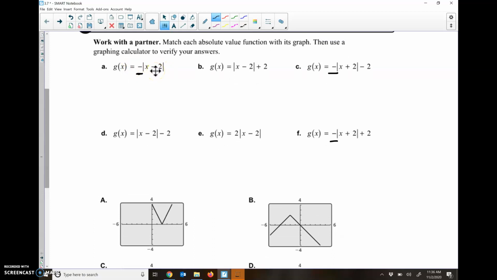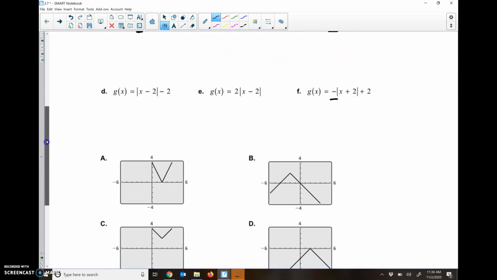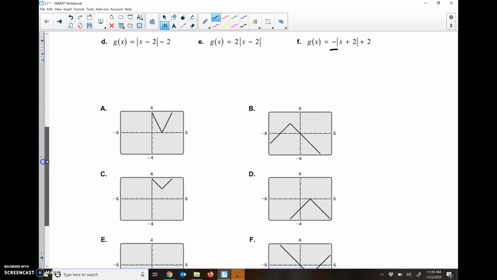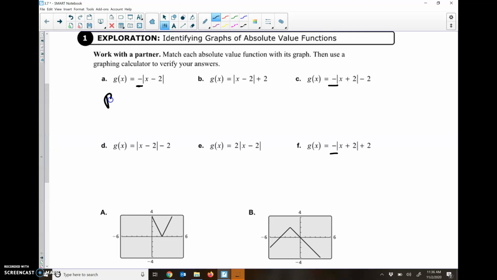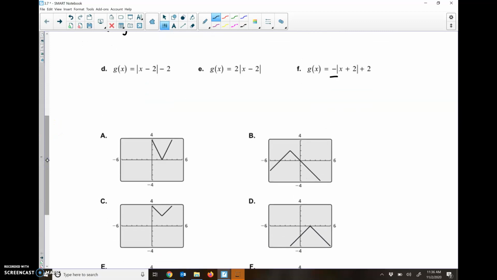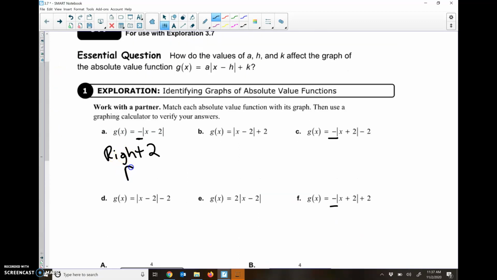So if I look here, this one has x -2, and it ends up being inside of the absolute value bars. A -2 that's inside means it's just going to go to the right 2 spots. So -2 means right 2 inside the absolute value bars. So I'm looking for a graph where the vertex went right 2, and it's going to be D. Instead of a 0 there, it went right 2 spots. So that one gets matched with D.